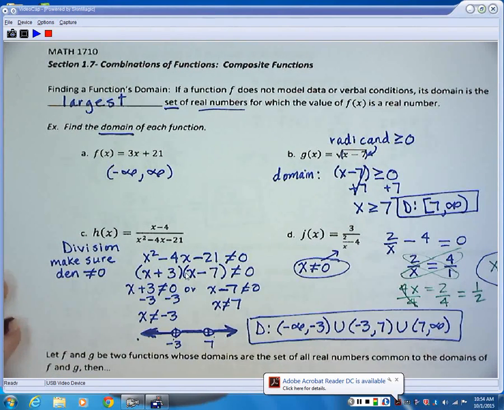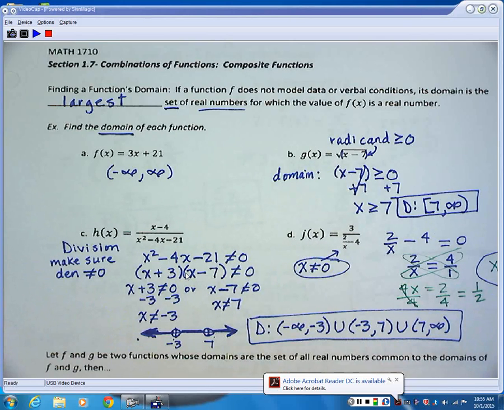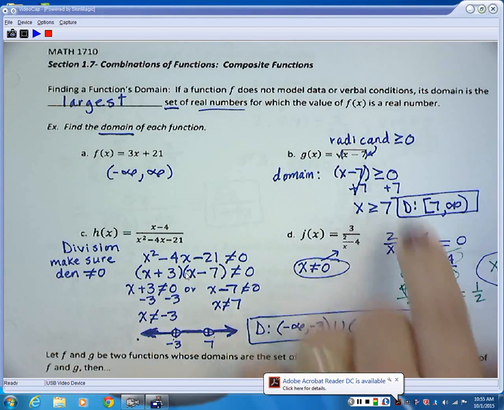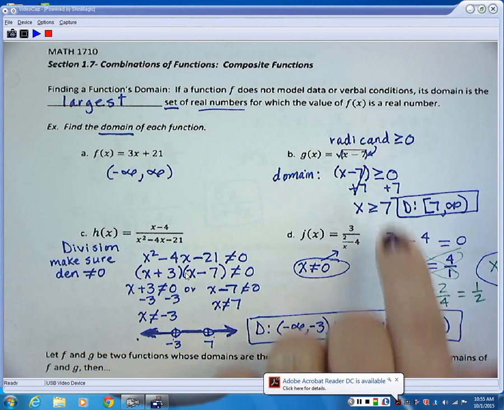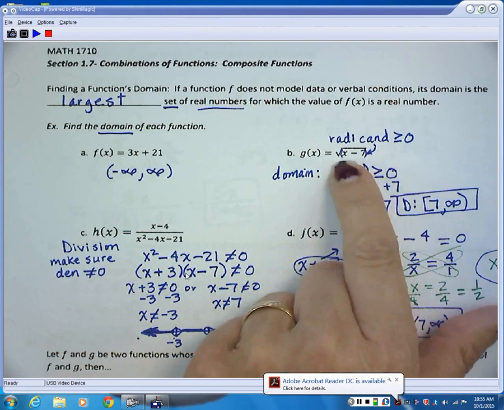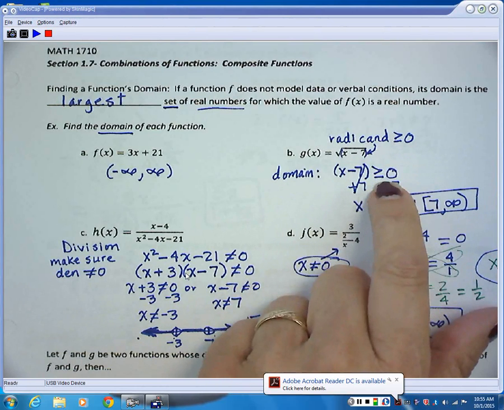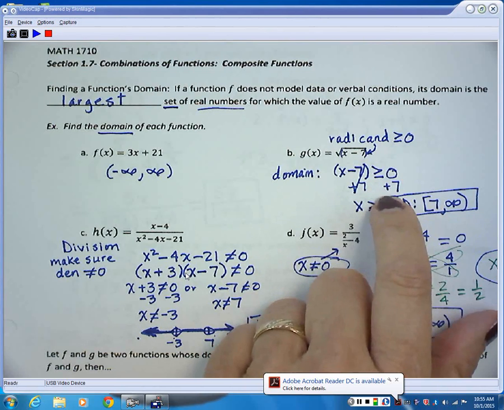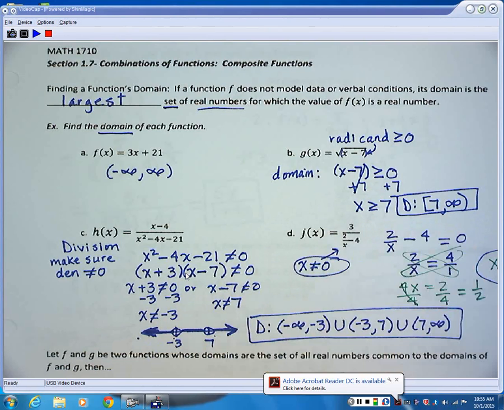So when you have a square root function, don't set it to 0 and say it can't be, for instance, 7 here, and then exclude 7. 7's okay in a square root function. All right, you got to make sure the radicand, what's underneath the radical of the square root, is greater than or equal to 0. Use your inequality. You got to add 7 to both sides. The domain is 7 to infinity.